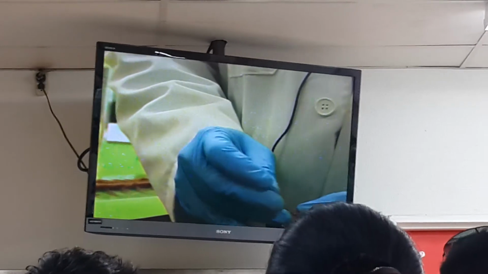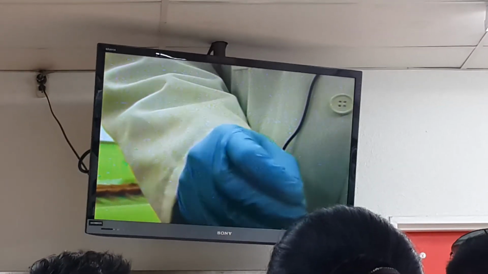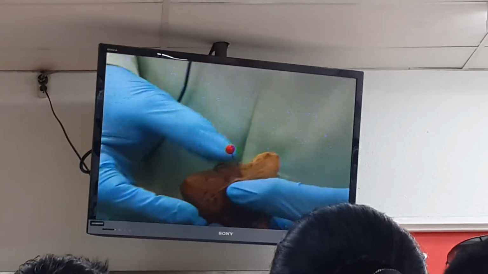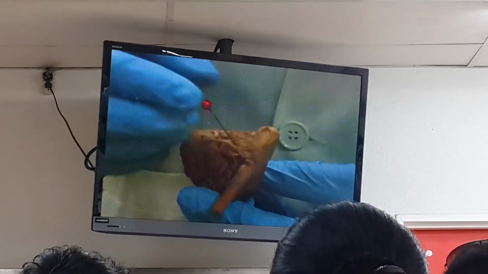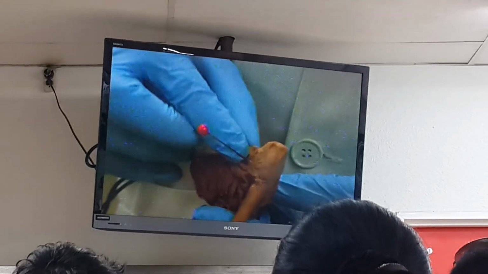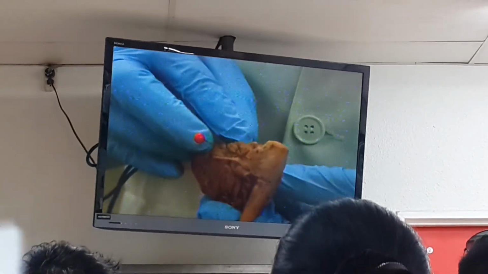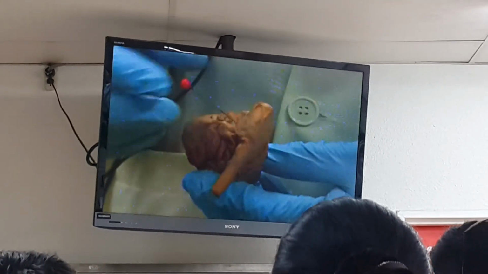If it's here, somewhere here, it's not pons. More away, that's the middle cerebellar peduncle. The pons will continue as the middle cerebellar peduncle.